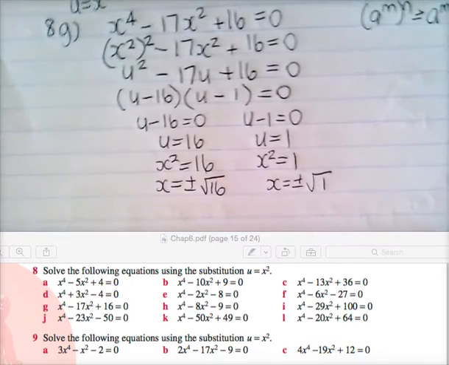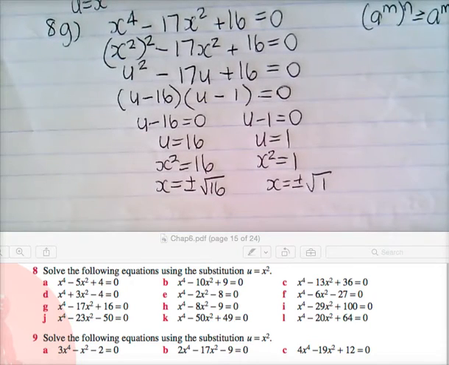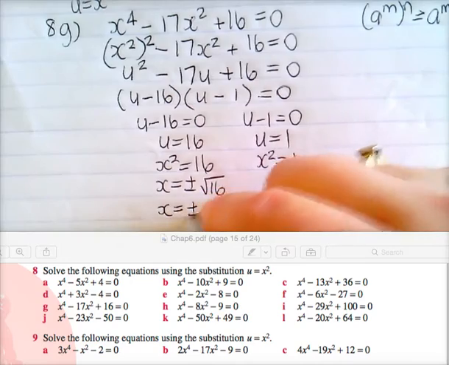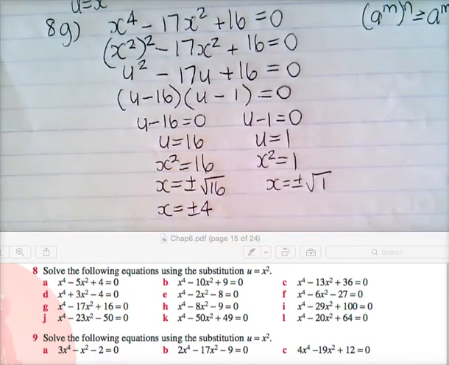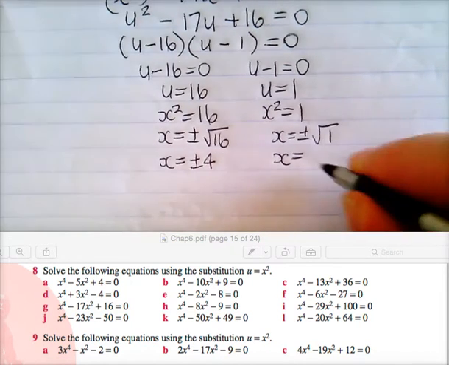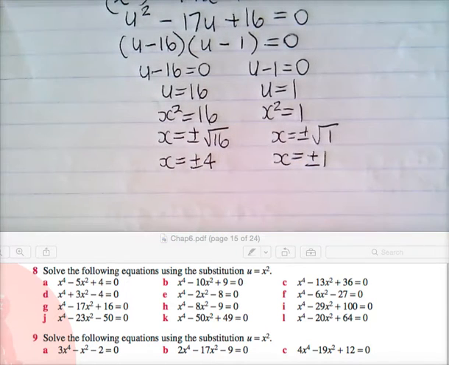The reason is, remember we were doing square roots before? Whenever you take square roots of both sides, you must do plus or minus of the other side. The reason is because positive 4 times positive 4 is 16, but also negative 4 times negative 4 is 16. If you miss out the plus or minus, then you lose a mark. What's the square root of 1? So the answer there is plus or minus 1 as well.